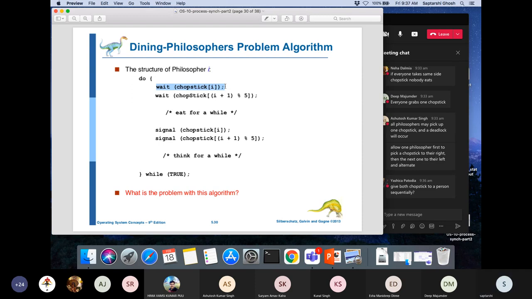Okay. Yashika has some suggestion. And Ashutosh is telling. So something like what Ashutosh and Yashika were telling. So Deep, if your solution could have been done, it would have been good, but that is not a very practical solution. Okay, so let's go to the next slide.